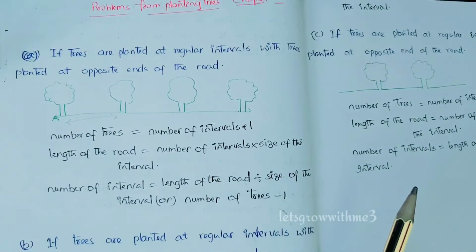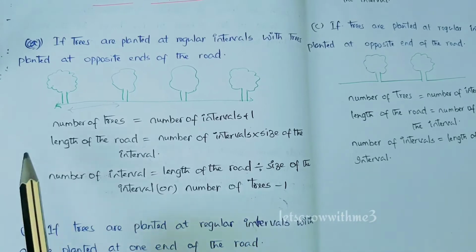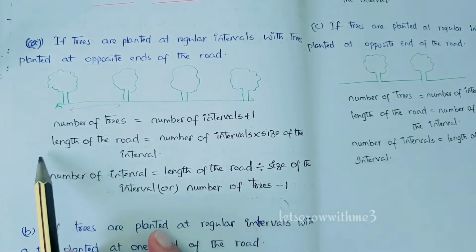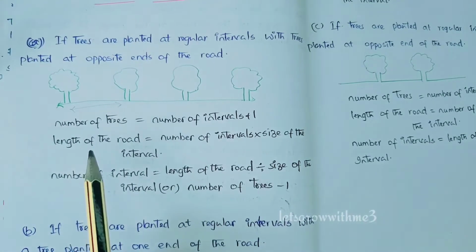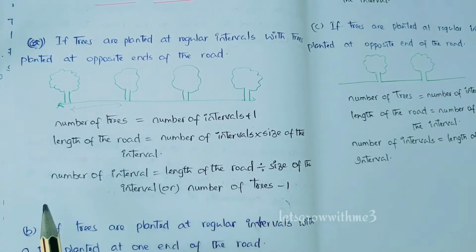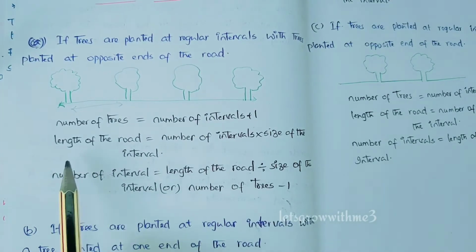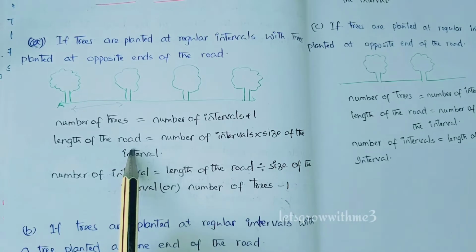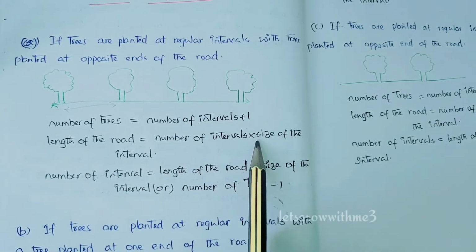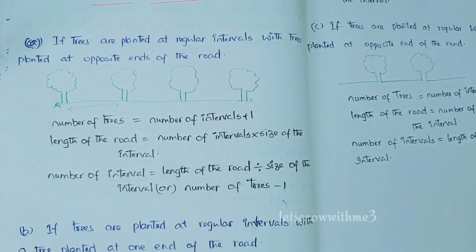Okay, next we have the length of the road, which is equal to the number of intervals times the size of each interval. So how do we find the total length of the road? We need to find the number of intervals and then multiply by the size of each interval.